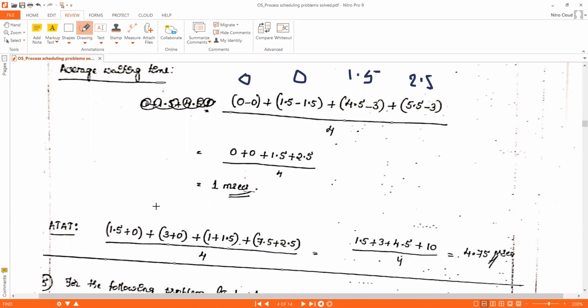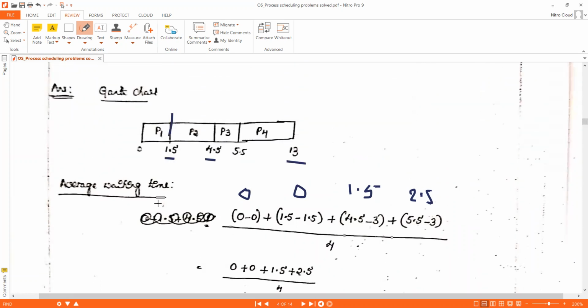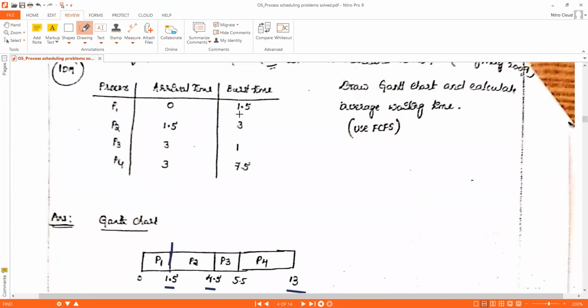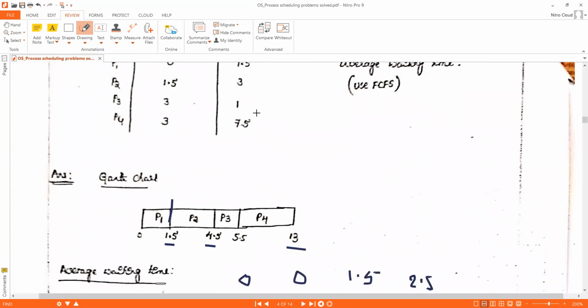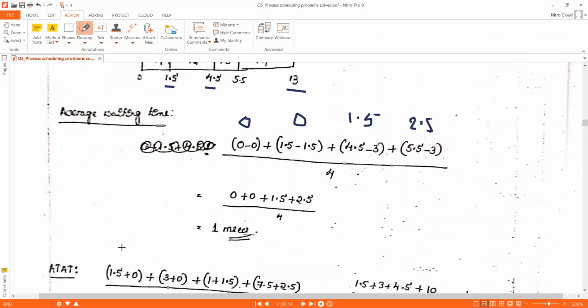Now we'll find the turnaround time. How to find the turnaround time? Turnaround time is the sum of process burst time plus its waiting time. Okay, first process 1's burst time is 1.5 milliseconds plus process 1's waiting time is 0 milliseconds. 1.5 plus 0, it is 1.5. Okay, turnaround time for process 1 is 1.5 plus 0. It is 1.5 is the turnaround time for process 1.